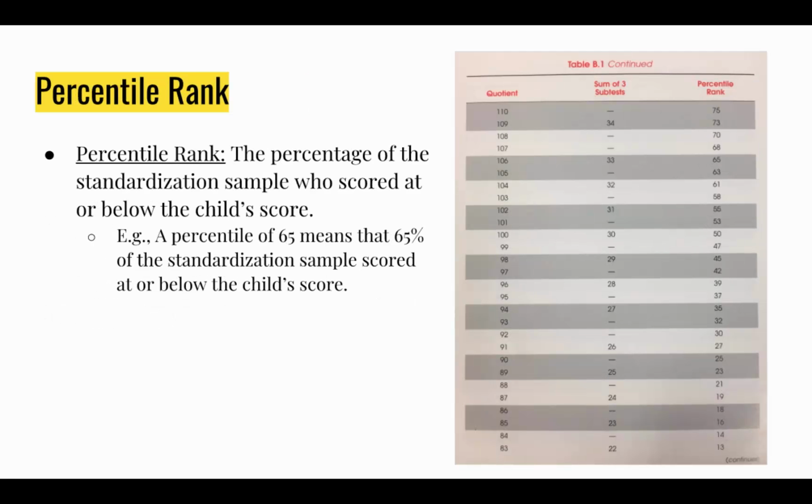Percentile rank is another score that is given, and this is the percentage of the standardization sample who scored at or below the child's score. So for example, a percentile of 65 means that 65% of the standardization sample scored at or below the child's score.